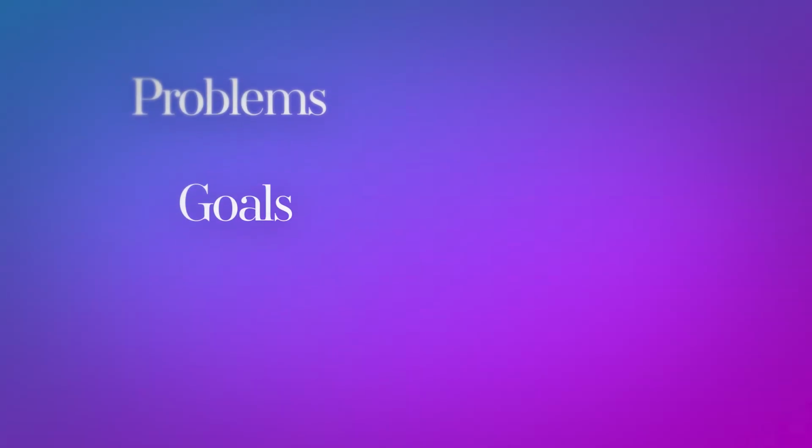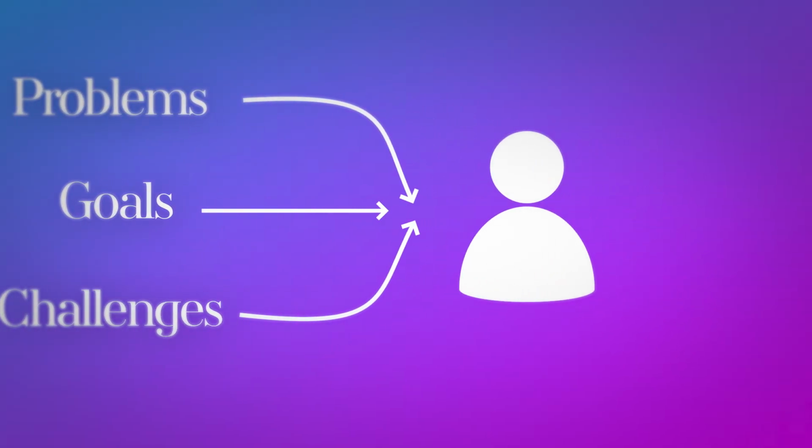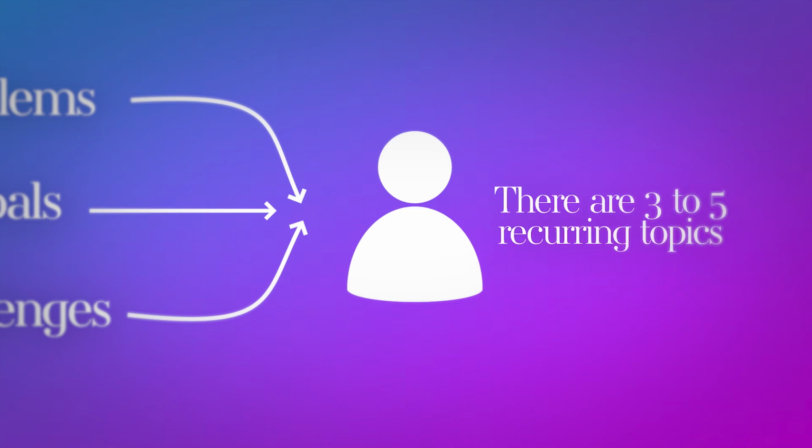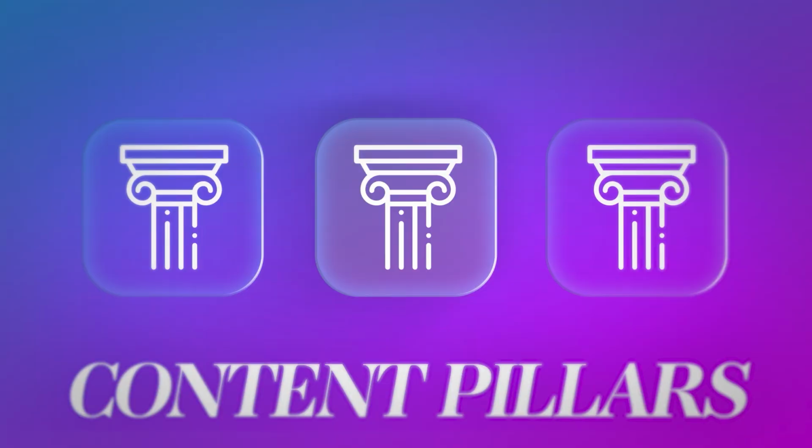It'll also help you create your content pillars, because when you figure out the different problems, goals, and challenges that your ideal client has, you'll start to notice that there are 3 to 5 recurring topics that they keep mentioning. You want to take those topics and turn them into 3 clear content pillars, and then literally ban yourself from talking about anything else. Think about it as business media, not social media.